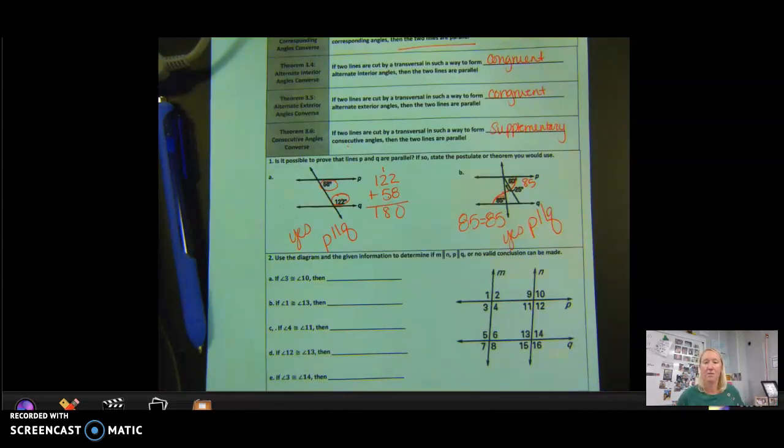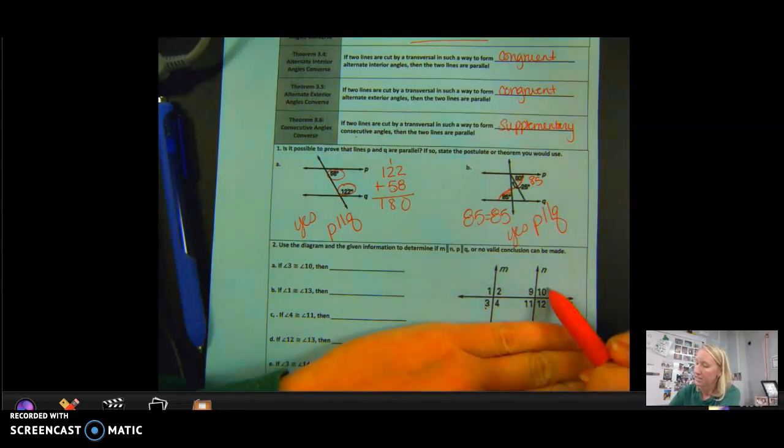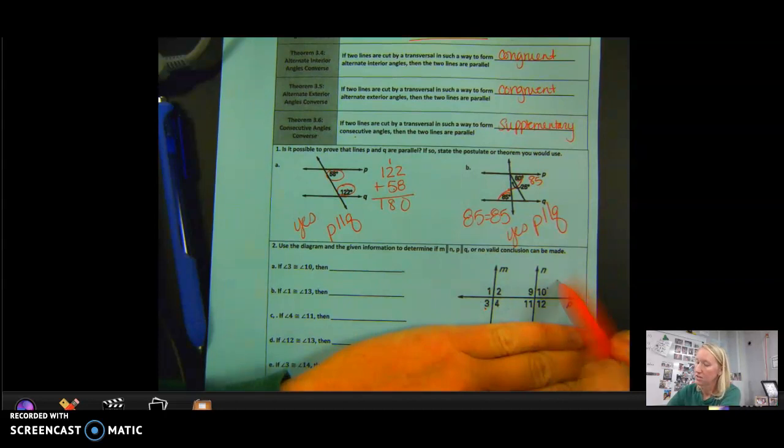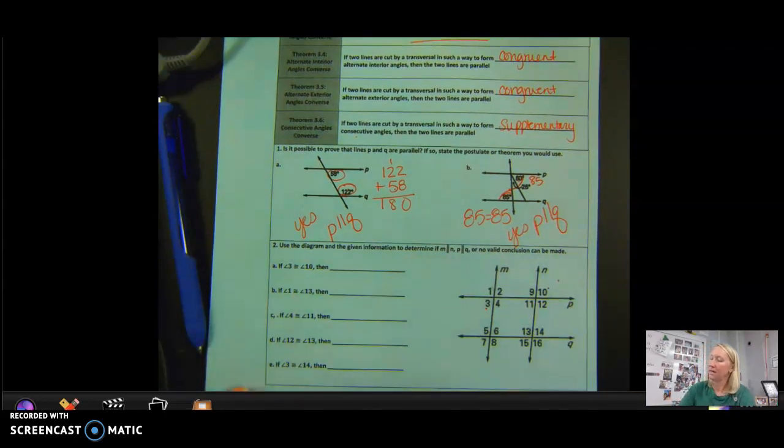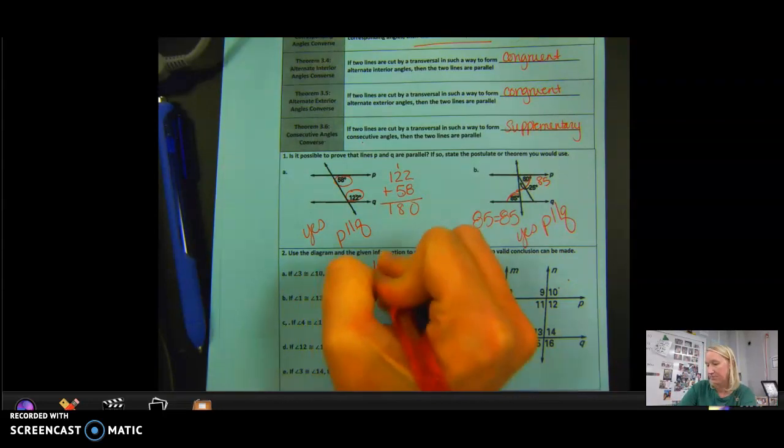Use the diagram and the given information to determine if M is parallel to N, P is parallel to Q, or no valid conclusions can be made. If 3 is congruent to 10, so we're talking about those two angles, so I'm going to put my hand over the bottom so we don't get confused. Alternate exterior is supposed to be congruent. They're saying they are congruent. That means that M is parallel to N in this case.